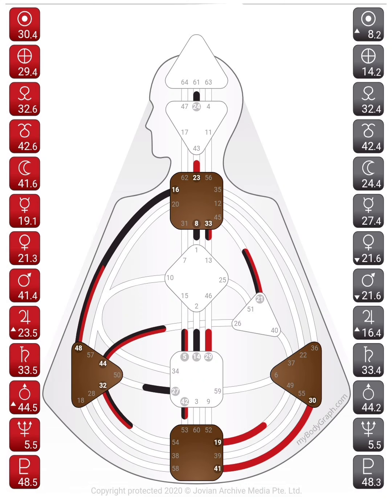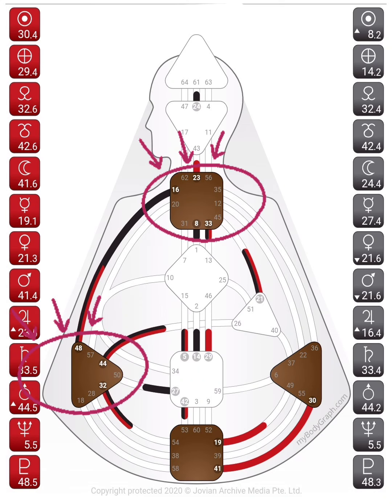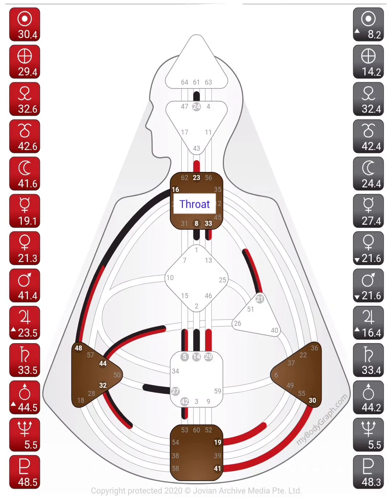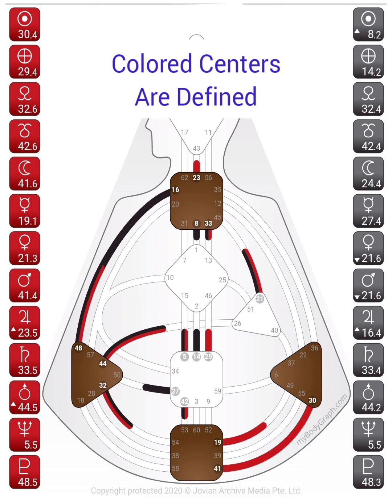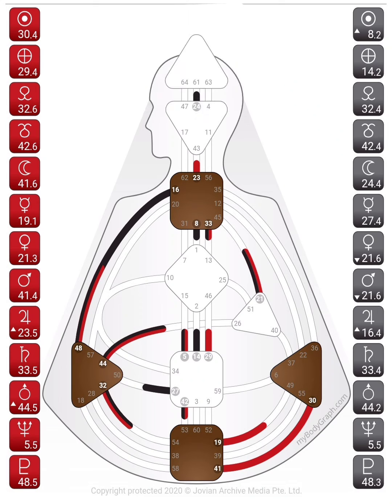So here on my chart, you can see that the channel 1648 connects the two centers of the throat center and the spleen center, making each of those centers defined. And then on the bottom right here, you see that the channel 3041 connects the solar plexus with the root center. So that creates that definition in both of those centers.